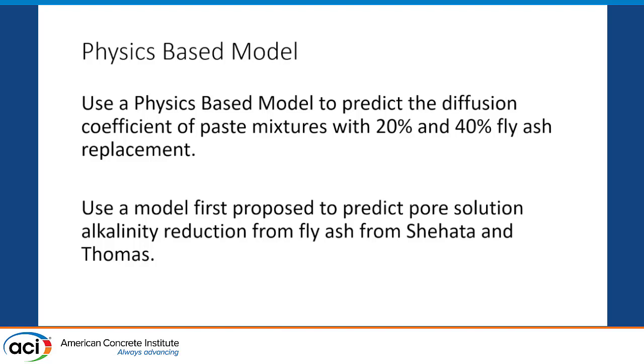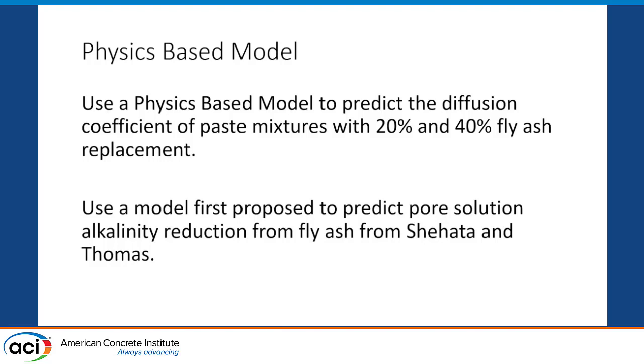So now let's talk about physics-based models. We're going to use a physics-based model to predict the diffusion coefficient. That's one of the same things that I was using before for paste mixtures with 20% and 40% fly ash replacement. And we're going to use a model that was first proposed by Shiheda and Thomas, the great, late Mike Thomas. I miss him. I wish he was here. He's gone. But they did this work to predict pore solution alkalinity reduction for ASR type stuff.